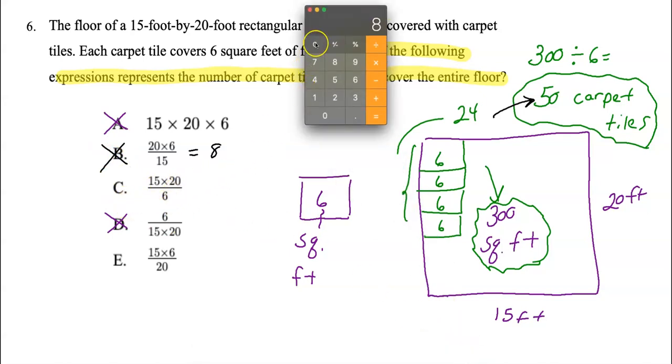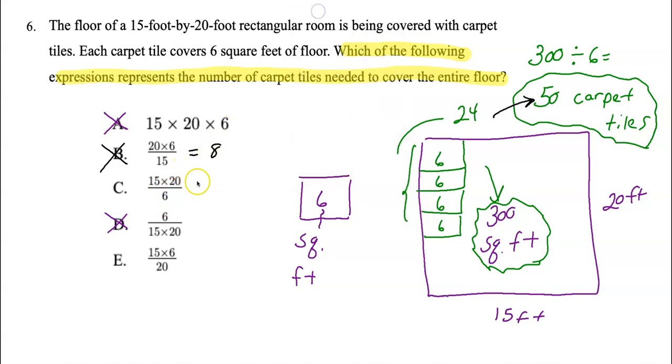15 times 20 divided by 6. So 15 times 20 divided by 6. That's 50. So this gave us 50. That matches up with 50 here, and C is my answer, and I move on.